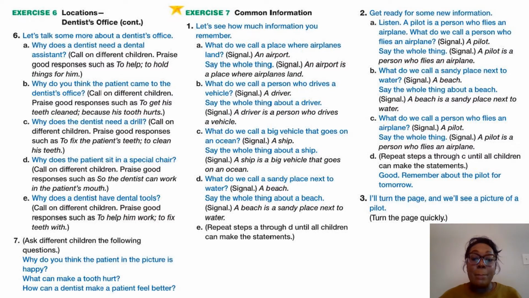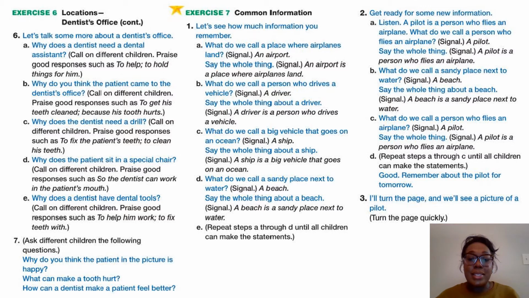What do we call a big vehicle that goes on an ocean? Get ready. Yes, a ship. Say the whole thing about a ship. Get ready. Yes, a ship is a big vehicle that goes on an ocean.